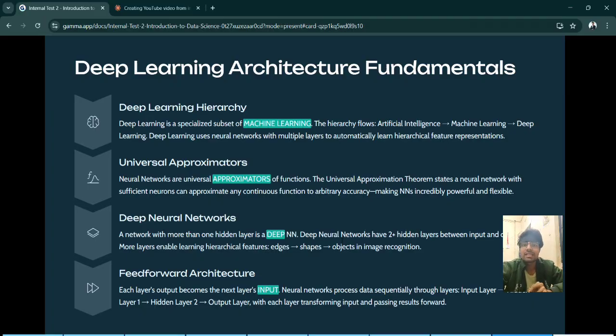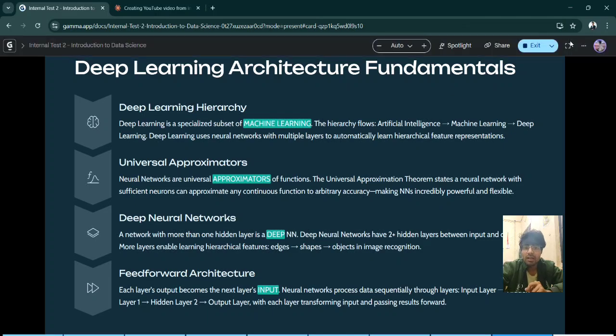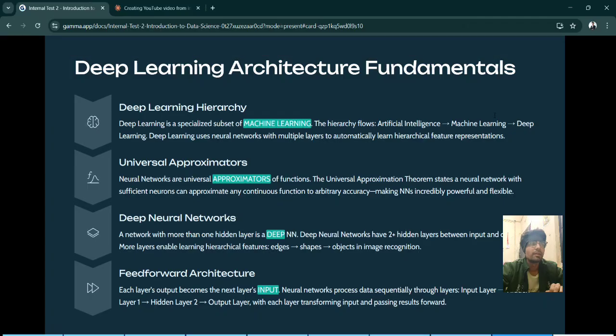Artificial intelligence is the broadest field, making machines intelligent. Machine learning is a subset that learns from data without explicit programming. Deep learning is a further subset that uses neural networks with multiple layers. So AI contains ML and ML contains deep learning. So, question number 27.